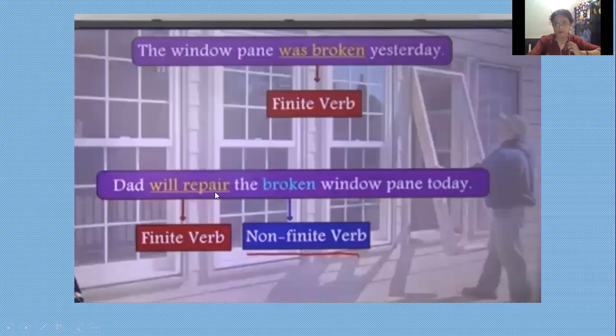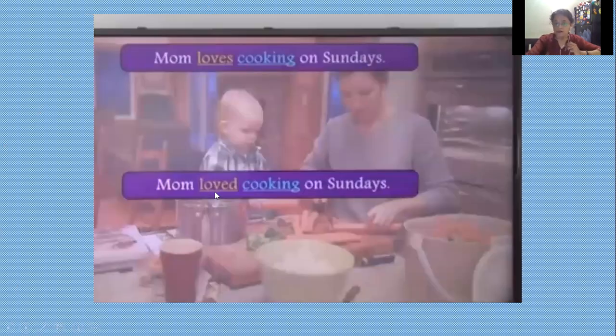Let's have a look. So here, loves is what? Finite verb. Cooking is what? Non-finite verb, because it is the same in each sentence, in each tense. It is not affected by any other tense, subject, or any other thing.